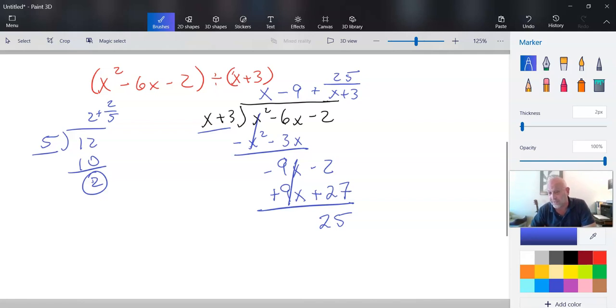There's actually other things we can do with those remainders too. That's the last thing we're going to cover today, and that's the remainder theorem. But yeah, this would end up being your answer. You'd have x minus 9 plus 25 over x plus 3. And that actually is a really, really handy form if you're going to be graphing this function.